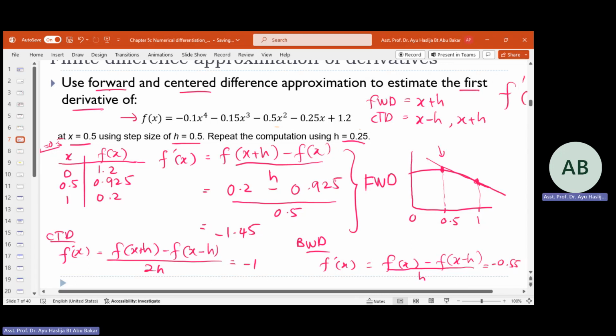Let me know if I go too fast. Okay, take your time to digest first. You can try to do for h 0.25.